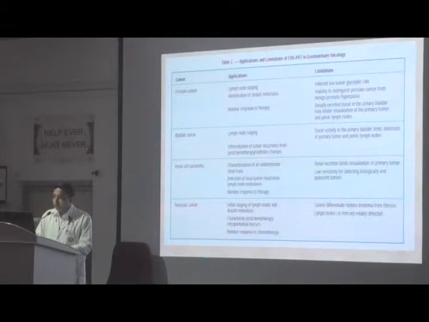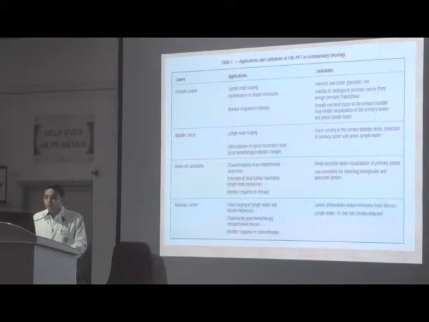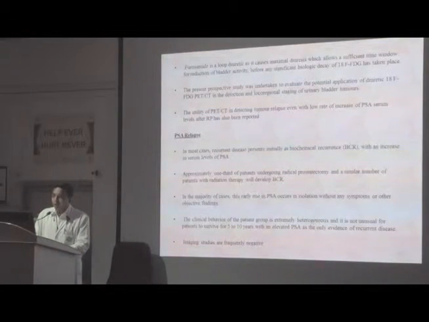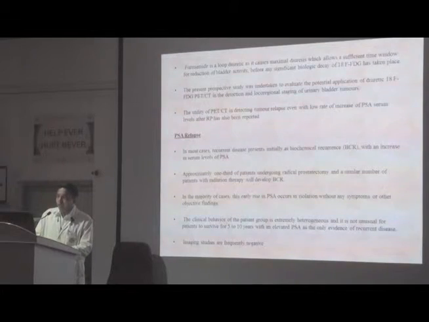Given the applications of FDG PET in genitourinary oncology, that is prostate cancer, bladder cancer, renal cell carcinoma and testicular cancer, the applications and limitations of each are mentioned. Furosemide is a loop diuretic that causes maximal diuresis, which allows a sufficient time window for reduction of the bladder activity before any significant biological decay of 18F FDG takes place. The present prospective study was undertaken to evaluate the potential application of diuretic FDG PET in the detection and loco-regional staging of urinary bladder tumors.